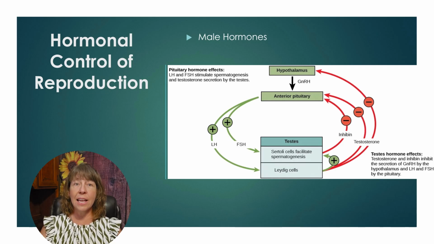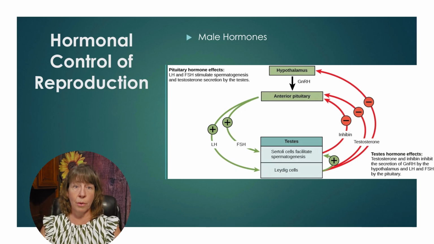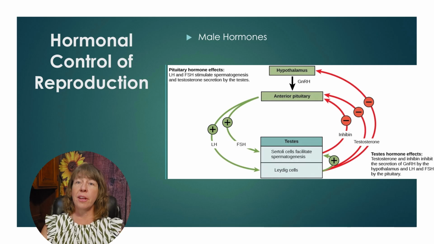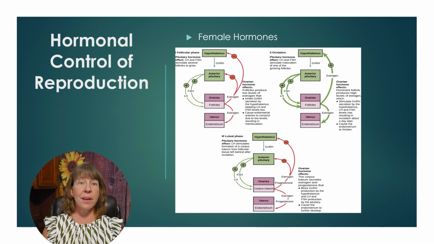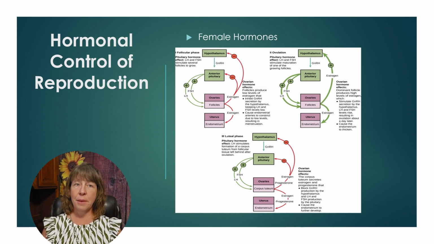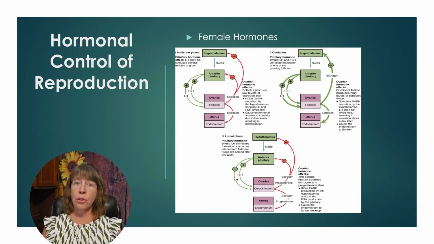It is a negative feedback regulation. So high levels of testosterone inhibit the hypothalamus and the pituitary, reducing certain hormones, but maintaining hormone balance to prevent excess production. Females have cycles of hormone release and inhibition. So there are certain cycles that go through.